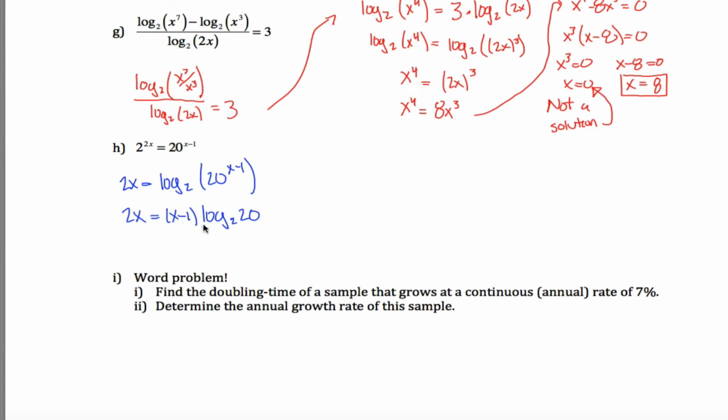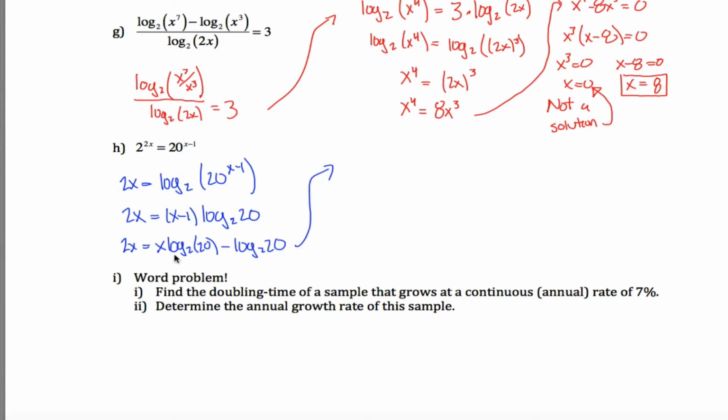And now all my x's are down on the normal line, I guess. So I just want to collect them all on one side of the equation. And to do so, I need to get rid of these parentheses. So I'll take this log base 2 of 20 and distribute it through. Get 2x equals x times the log base 2 of 20 minus 1 times the log base 2 of 20.